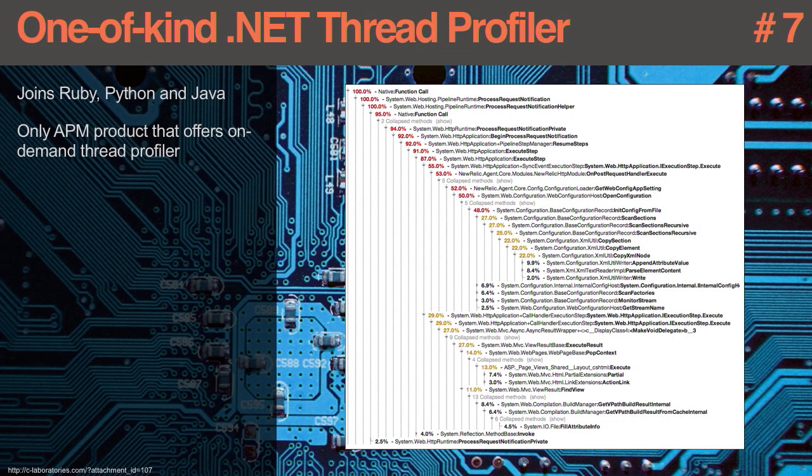We also are launching .NET Thread Profiler. When I joined the company just over a year ago, we had a thread profiler in one language, in Java. And it was great. It's the only APM product that can do an on-demand thread profile of a production environment and do it in a low overhead way. It's a really great product. Along the way, we launched it for Ruby and Python and now .NET as well. So the fact that we're doing it on 4 languages and it's really not anywhere else is pretty impressive.